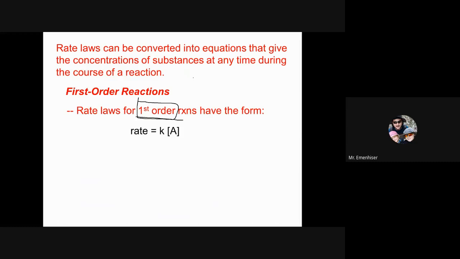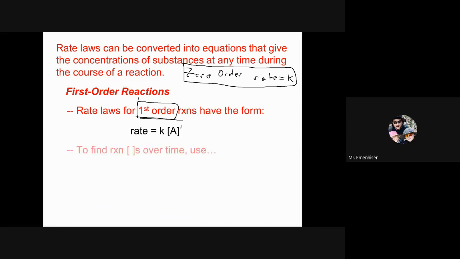Zero order reactions will have the form, so zero order rate will be equal to K. Sorry about that, guys. So zero order rate is equal to K only. There is no concentration of the reactants in there. The reactants have to be present for the reaction to happen, but the concentration of those reactants does not influence the rate. Now, first order reactions depend on the concentration, and it's linear. So if you double the concentration of the reactant, you double the rate.